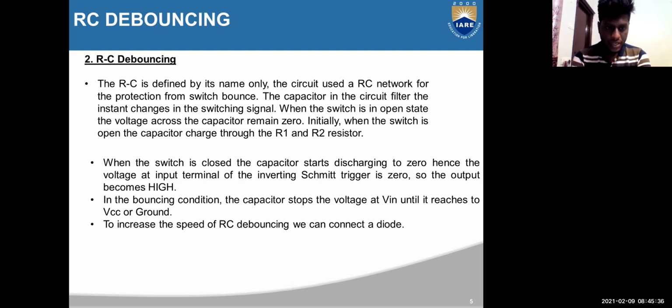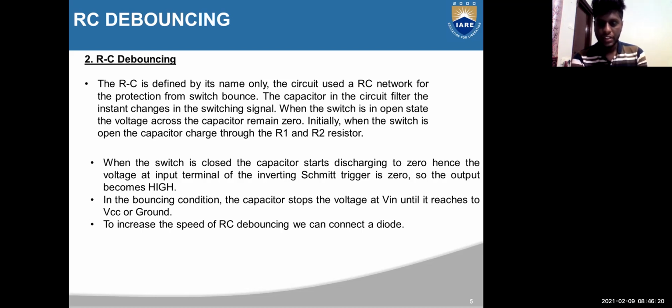When the switch is in open state, the voltage across the capacitor remains zero. Initially, when the switch is open, the capacitor charges through the R1 and R2 resistors, which are the two resistors in the RC circuit. So the RC circuit is nothing but a resistor and capacitor network, which is used for debouncing switch bouncing. Coming deeper into the topic, when the switch is closed, the capacitor starts discharging to zero, and hence the voltage at the input terminal of the inverting trigger is zero. So the output becomes high. So when the switch is closed, the output will be high.